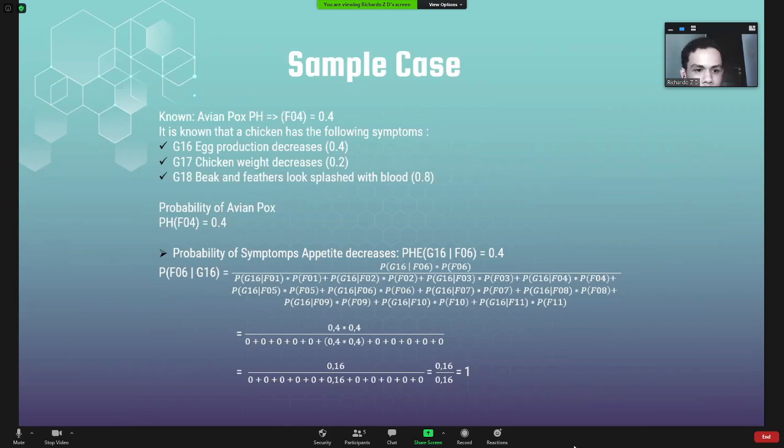So the equation is P(G16|F06) multiplied by P(F06), divided by P(G16|F01) multiplied by P(F01), plus P(G16|...), until P(G16|F11) multiplied by P(F11). Why do we multiply until F11?